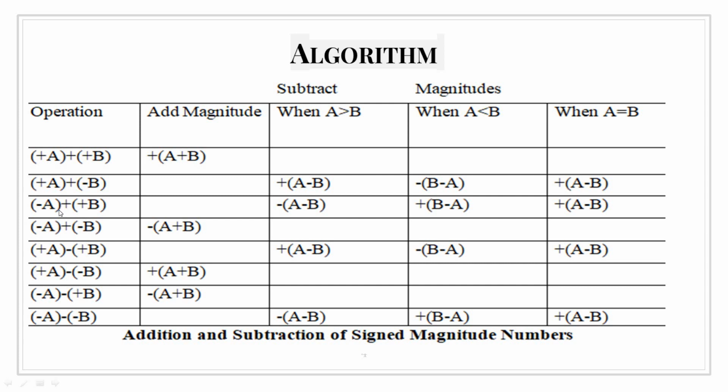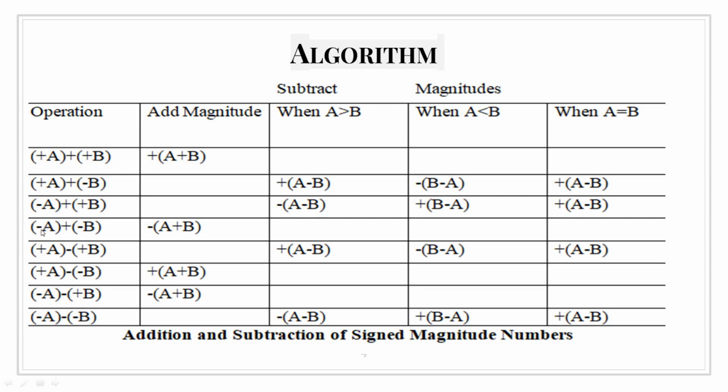The third operation is minus A plus minus B. Here also the signs are different. So we have to go for subtract magnitudes. When A is greater than B, B is subtracted from A and we take the sign of A, that is negative. When A is less than B, A is subtracted from B and we take the sign of B, that is plus. If it is equal, B is subtracted from A and we take the sign plus.